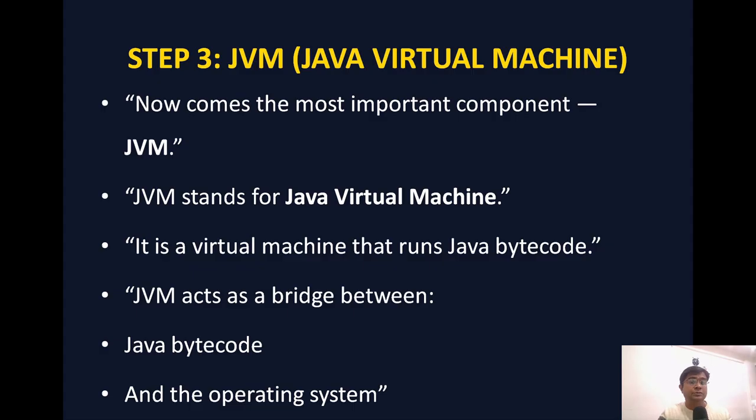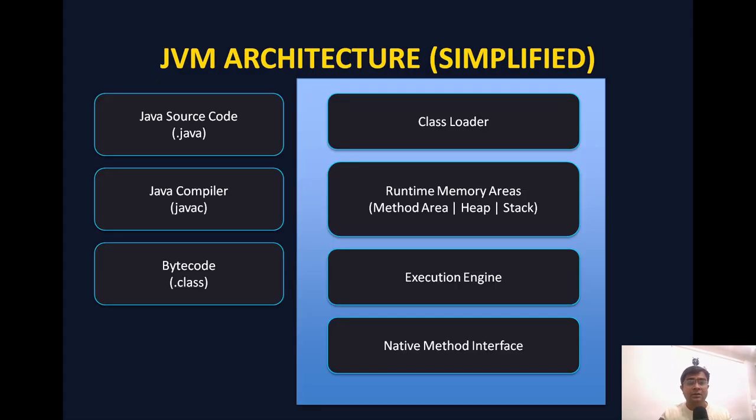JVM is connecting both the two things here. Now this is a simplified architecture of JVM. As we have already discussed, Java source code has the extension .java, then the Java compiler command is javac. After running that javac compiler command, the bytecode file, that is a .class file, is generated. So this is basically the process. Now look at this whole thing, this is the JVM, and JVM consists of various components.